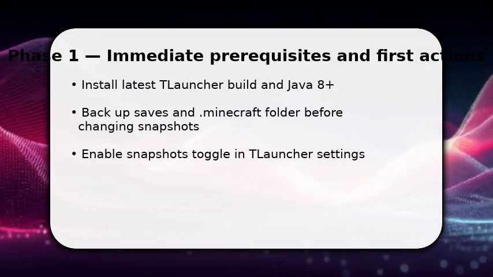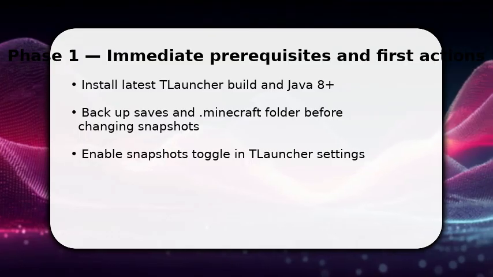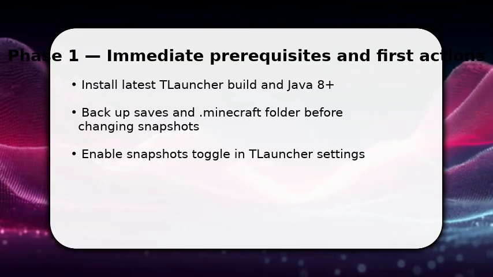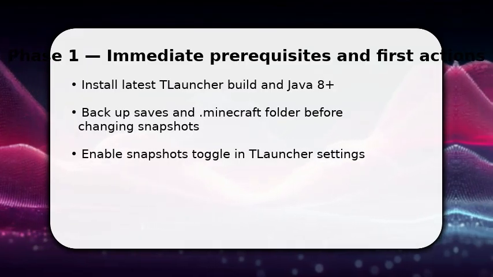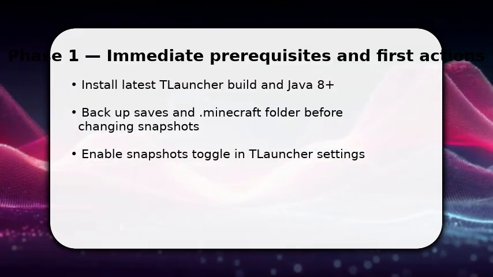You start by confirming prerequisites: TLauncher updated and Java compatible, and you have a backup of your world folder. Open TLauncher and go to Settings. Enable the Snapshot switch so versions appear.